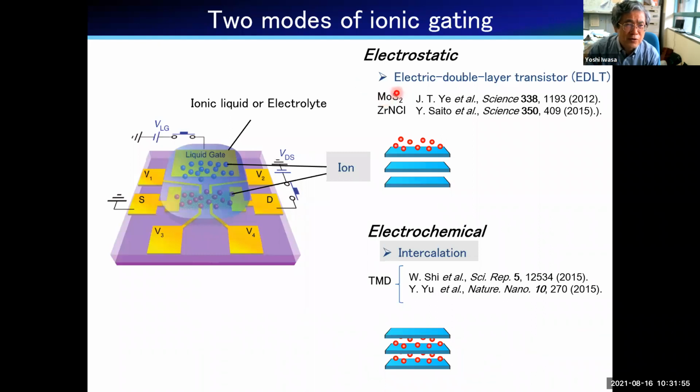So there are two modes of ionic gating. The electrostatic gating is the one we first tried and proved the two-dimensionality. Here, ions are distributed only on the topmost surfaces without introducing lithium into the interlayer spaces. But we are able to make another mode, the electrochemical mode or intercalation mode, in which we exclude the distribution of the ions on the topmost layers, but limit it only to intercalation.